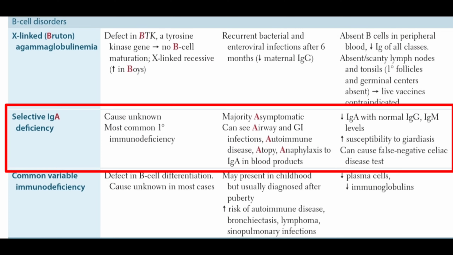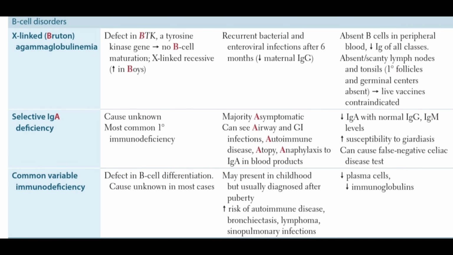So what will be the findings in the patient with the selective IgA deficiency? There will be the decrease of IgA with normal immunoglobulin G and immunoglobulin M levels. There will be the increased susceptibility to giardiasis, which can cause the false positive beta HCG test. So these are the various findings we see in the selective IgA deficiency.